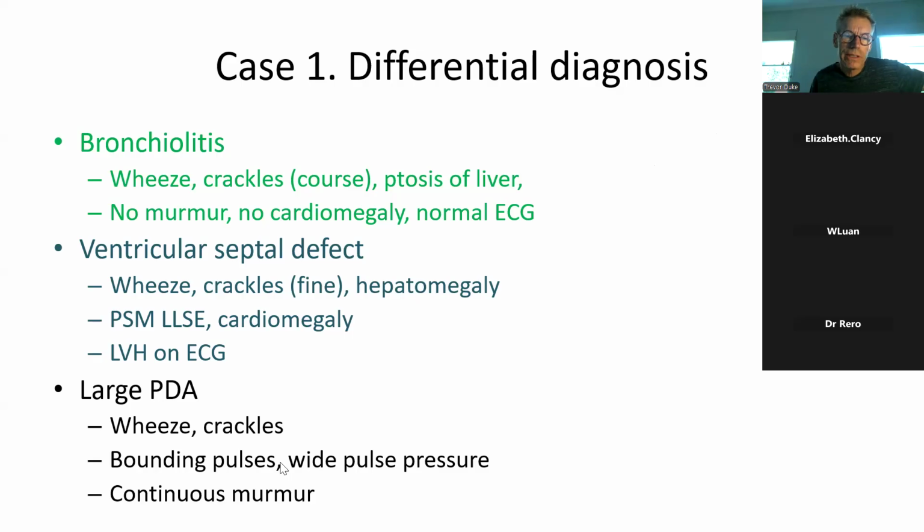Typically, they have bounding pulses and a wide pulse pressure. So unlike other children, you can diagnose it based on the wide pulse pressure and the bounding pulses, and they have a continuous murmur, as we talked about before.